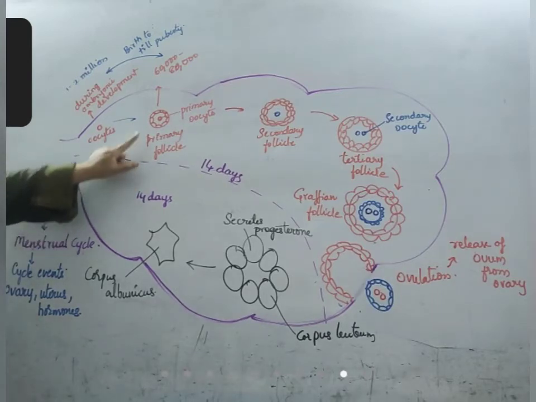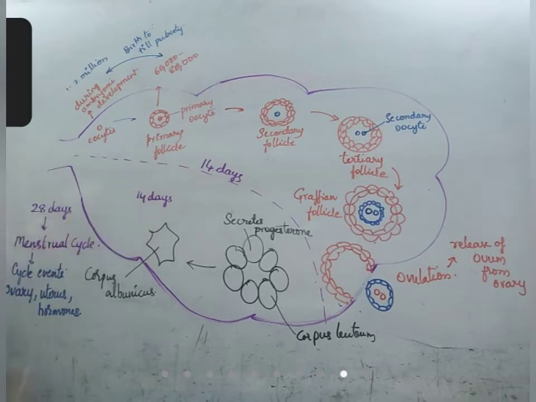We saw just now, this will occur for 14 days. And on the 14th day, ovulation occurs. That is, the ovum is released out of the ovary on the 14th day.